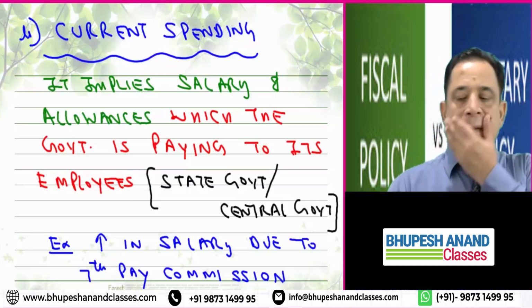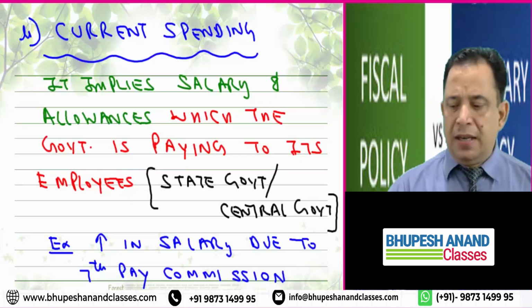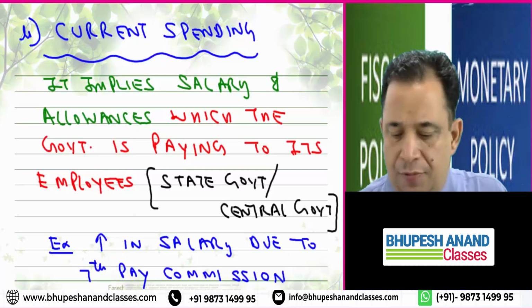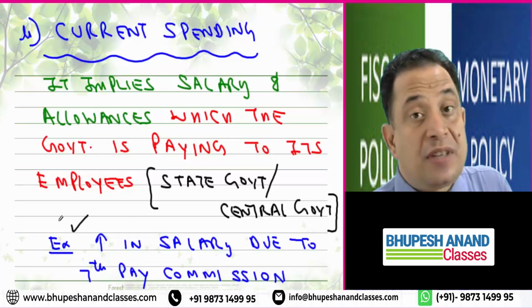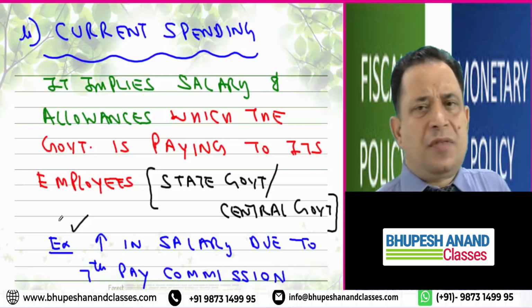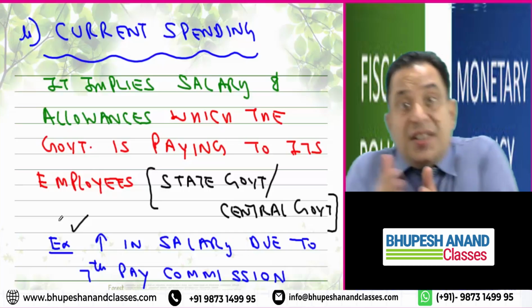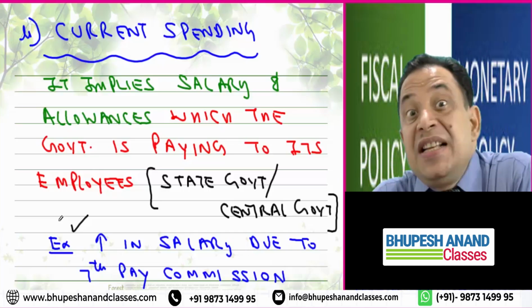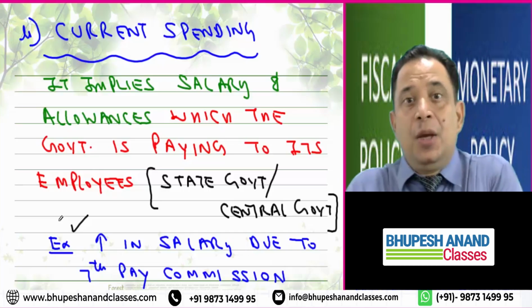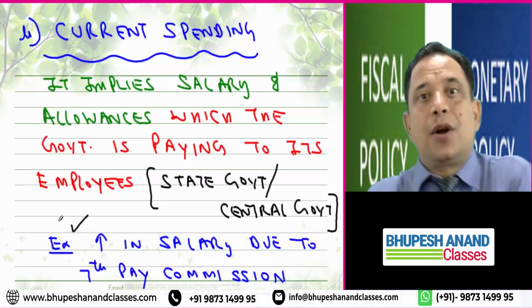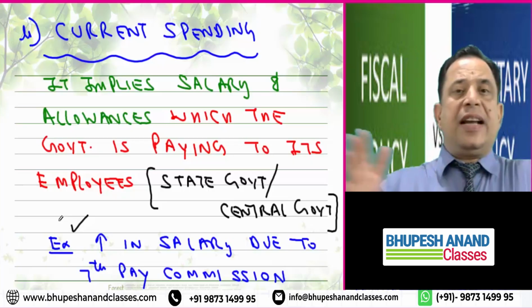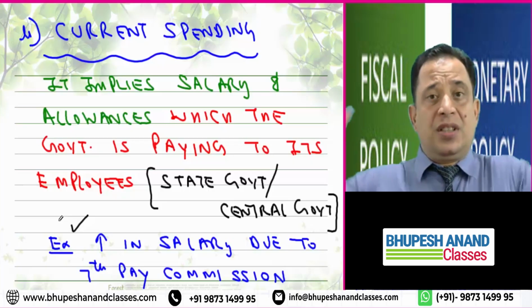to its employees, state government and central government. And now the point is, sometimes you have seen that in the seventh pay commission or any commission which has been introduced, the increase in salary is also there. So that increase in salary is also a current spending, because government has to increase their salary also. So there are different types of pay scales commissions in India.